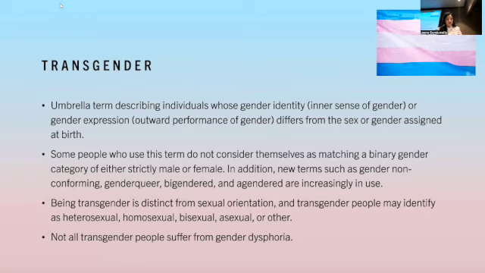So transgender is an umbrella term describing individuals whose gender identity or gender expression differs from the sex or gender assigned at birth. Some people who use this term do not consider themselves as matching a binary gender category of either strictly male or female. In addition, new terms such as gender queer, bigendered, and agendered are increasingly in use. Being transgender is distinct from sexual orientation. And transgender people may be heterosexual, homosexual, bisexual, asexual. Not all transgender people suffer from gender dysphoria.